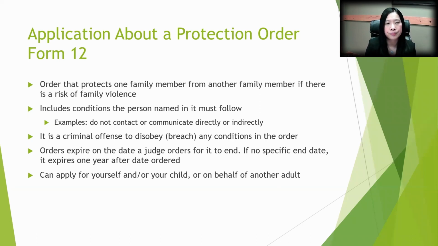So parties can apply for themselves and the child, or they can apply on behalf of another adult. This might happen, for example, if there's a vulnerable adult in the family, an elderly person or someone who's otherwise not able to bring the application on their own.